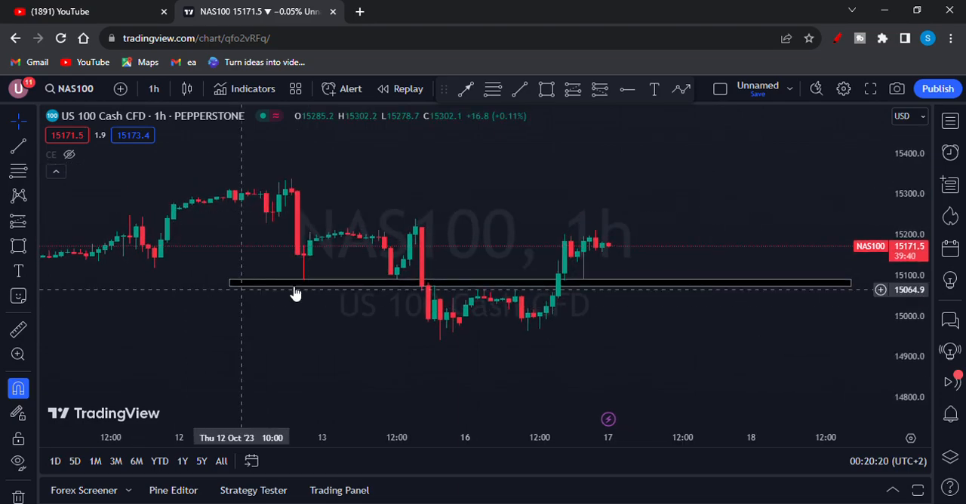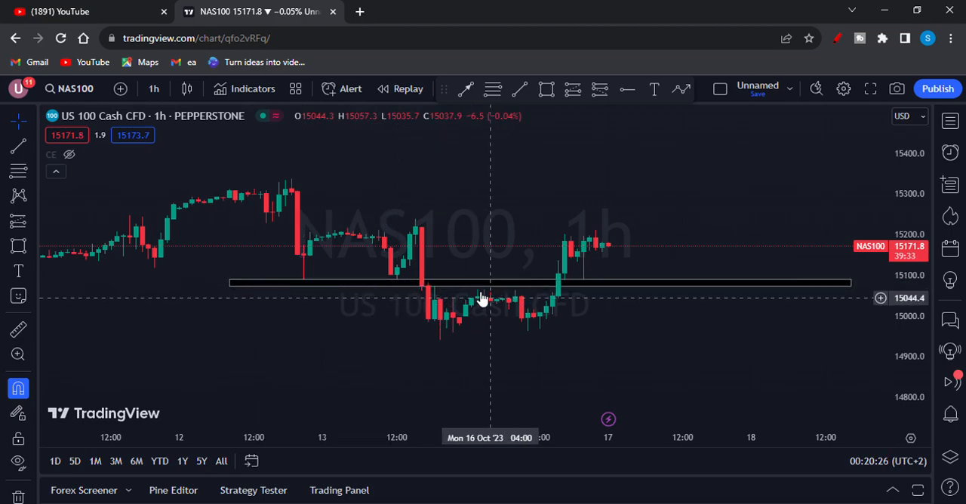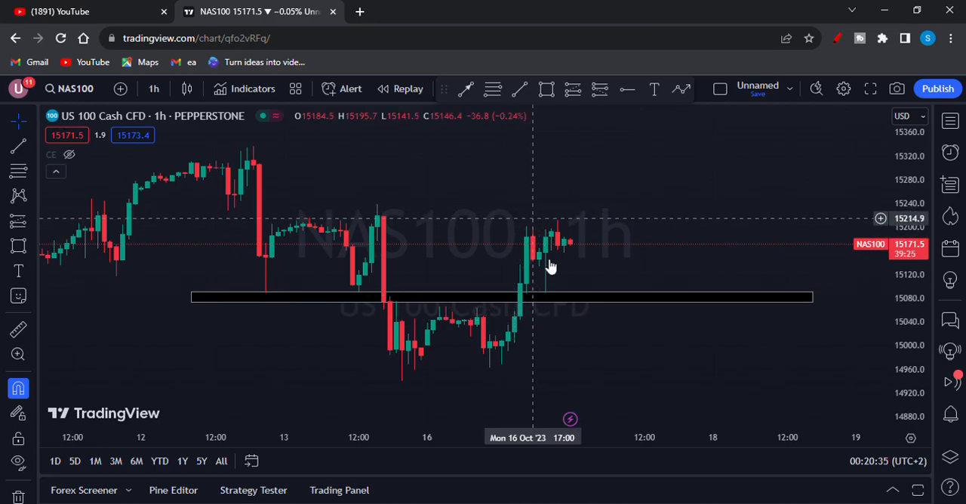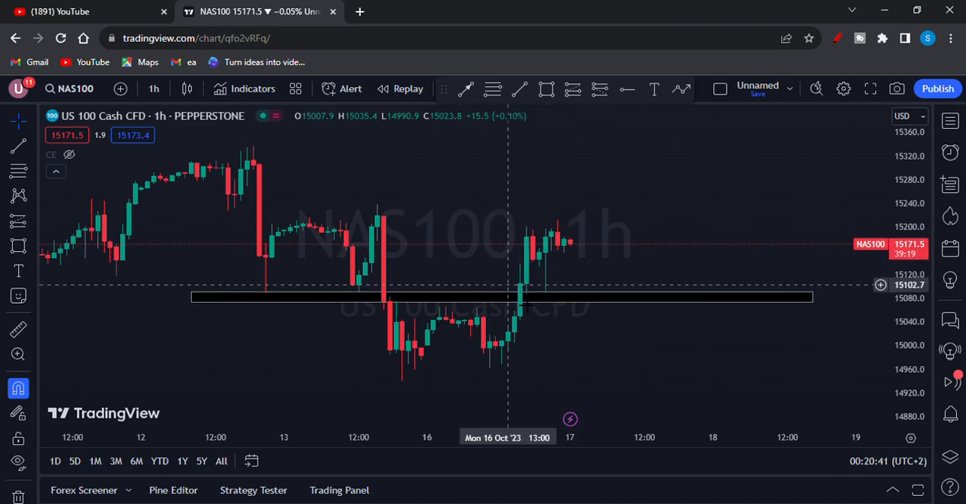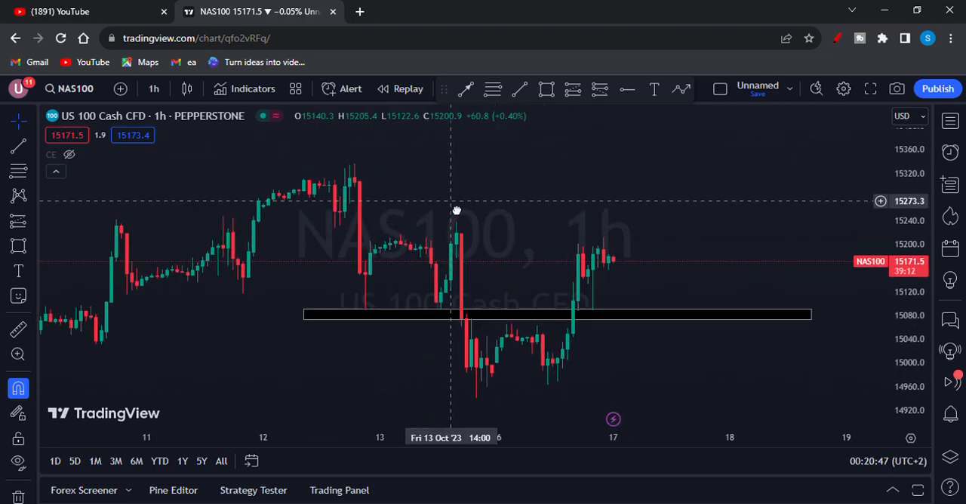Okay, so we had this resistance support area, and then we hit this double bottom, and then we broke this support area. We came to test this support area. Now it became our support area. I was about to say resistance area.